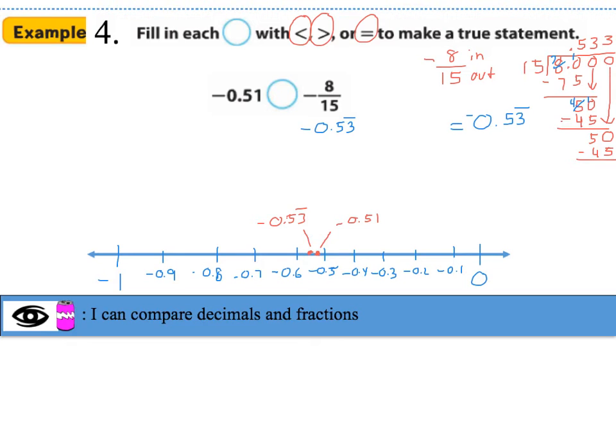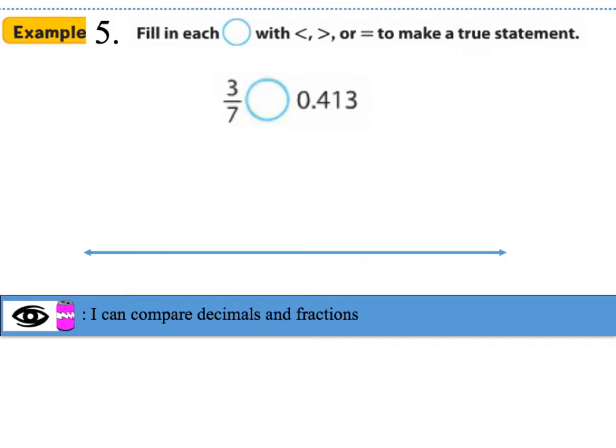So my statement would be negative 0.51 is greater than negative 8 over 15. Or I can write it like this: negative 8 over 15 is less than negative 0.51. So for example 5, we're going to go ahead and compare two rational numbers.